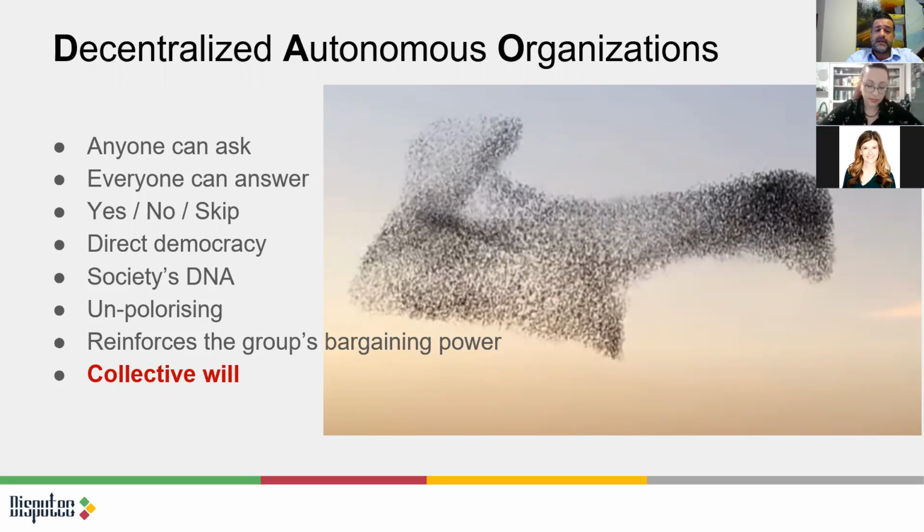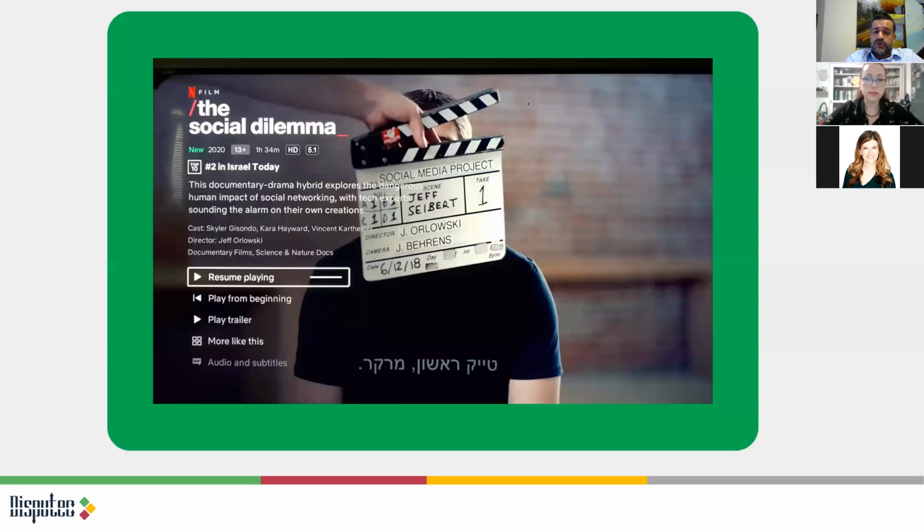We collect consents, we reinforce the group bargaining power, and we can create the collective will. I recommend everyone to watch the fantastic movie on Netflix, The Social Dilemma. It was released just a few days ago. And the film describes the negative influence Facebook and Google have on the social and political reality.